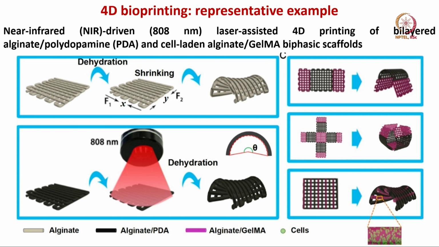Some examples: you have these hydrogel scaffolds. Now, if you apply a dehydration technique, then it shrinks. When it shrinks, it changes its shape. You can see that, right? So this is also a case of 4D bioprinting, as has been shown. This is a more molecular-level, much finer description.